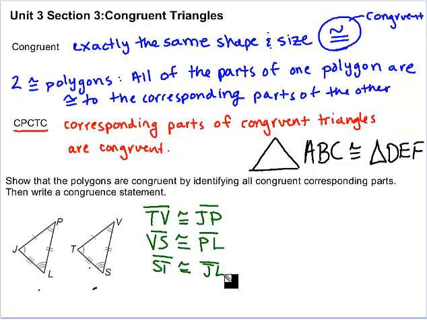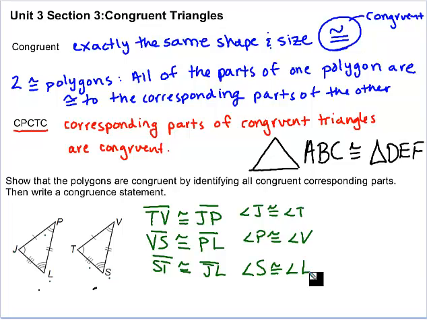Now we're going to do the same for the angles. Here we see angle J and angle T are congruent. So angle J is congruent to angle T. We see that P and V are. So angle P is congruent to angle V. And then we see that S and L are marked congruent. So angle S is congruent to angle L. So there we wrote down all the congruency, we identified all the corresponding congruent parts.